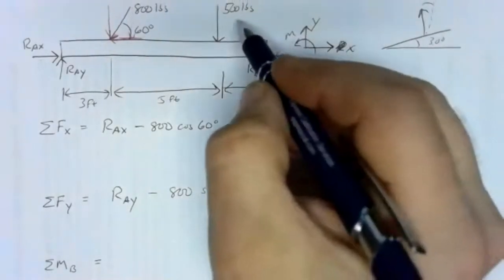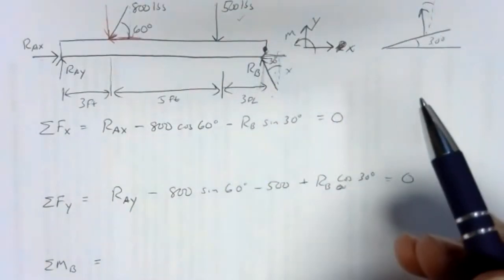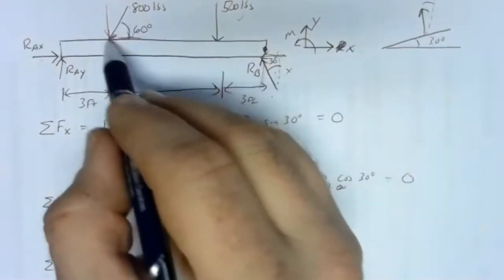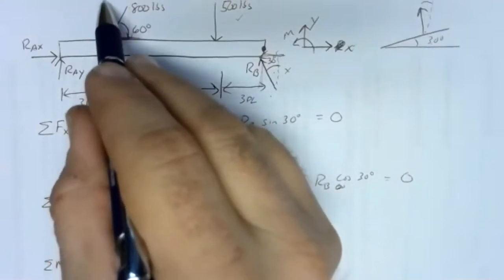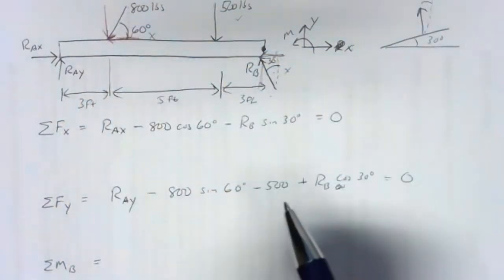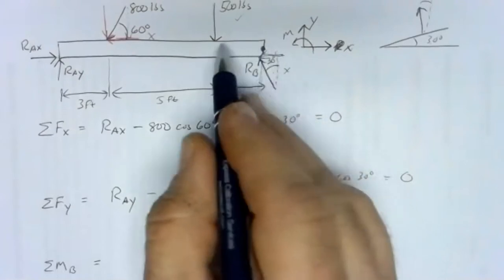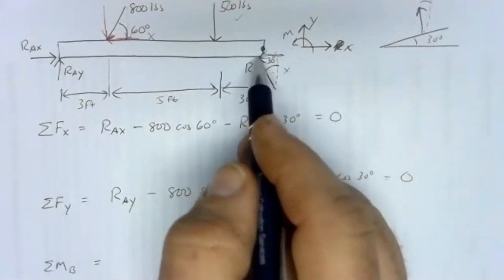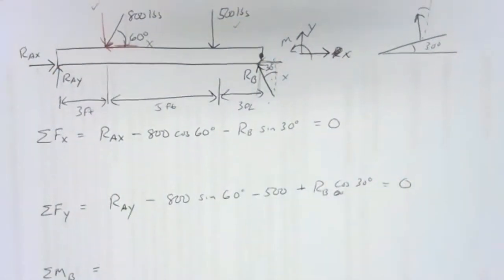The 500-pound force, that'll have a moment since it's got an arm away from point B. Some of this 800-pound force is going to have a moment. The vertical piece here will have a moment. So the horizontal piece won't, since that's along the pivot point. It's going to run through the pivot point if this beam is really thin. But the vertical piece will have a moment.